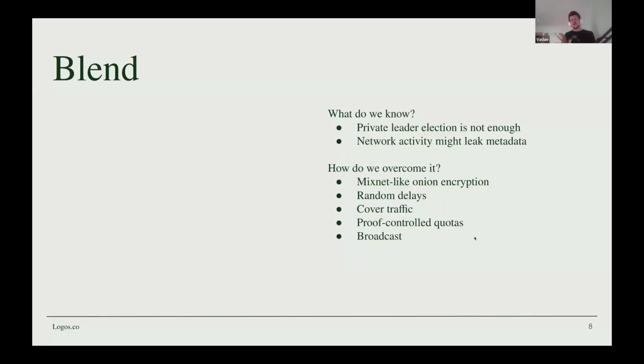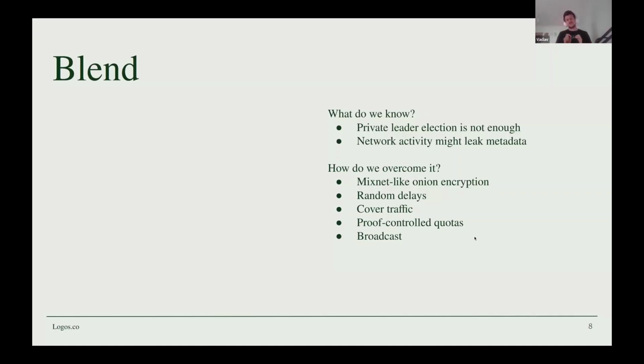We have a mixnet like onion encryption. So each block is put in an envelope, which is put in an envelope, which is put in an envelope, and then routed through some relays, which add random delays. So it's not like I get it and I send it, but if it's a letter, I get it and then send it 2 days later to add some confusion.